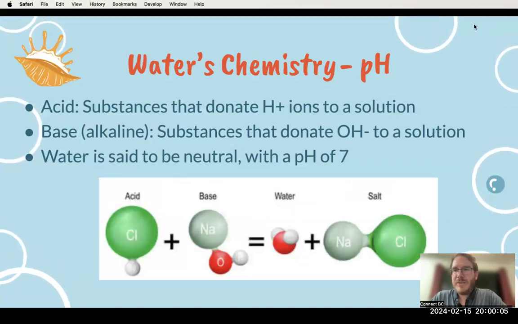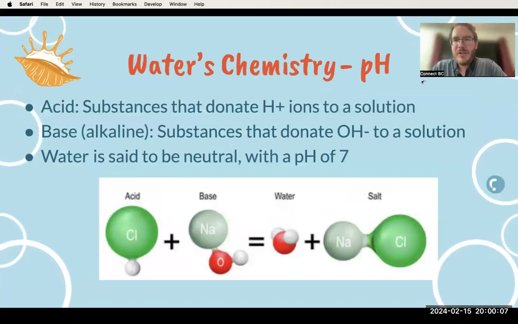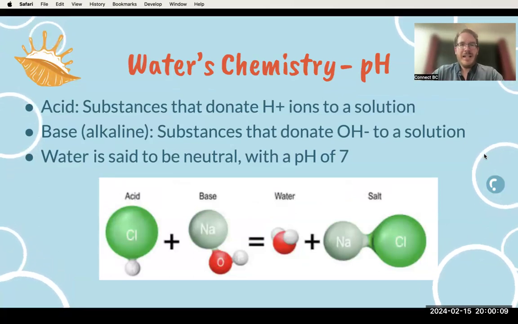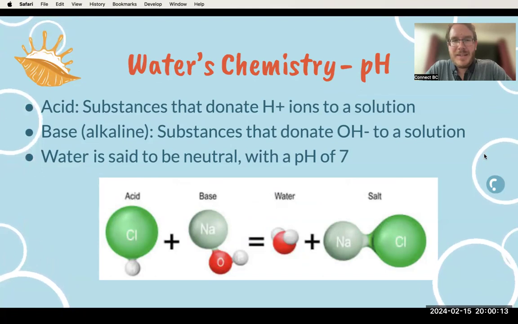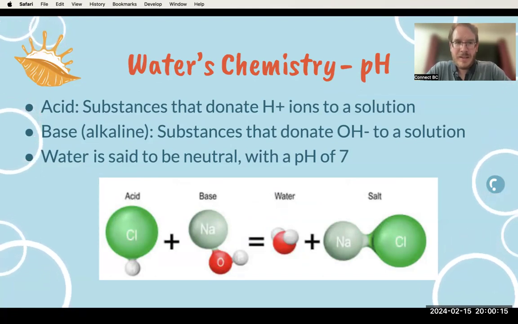All right, water is also useful for pH. You may have heard of pH. pH is a measure of how acidic something is, or how basic or how alkaline it is.